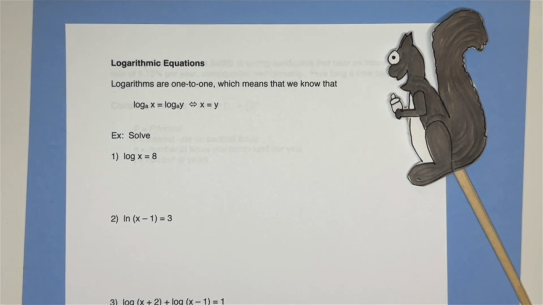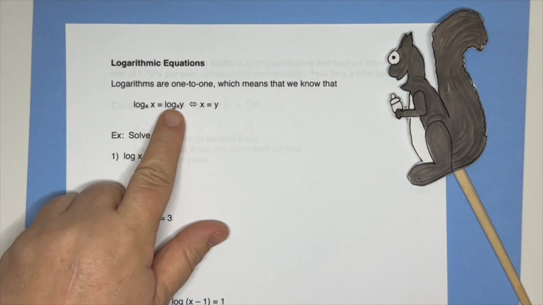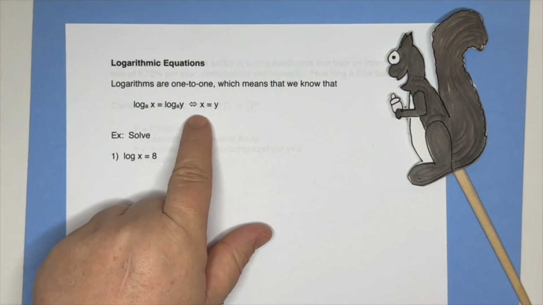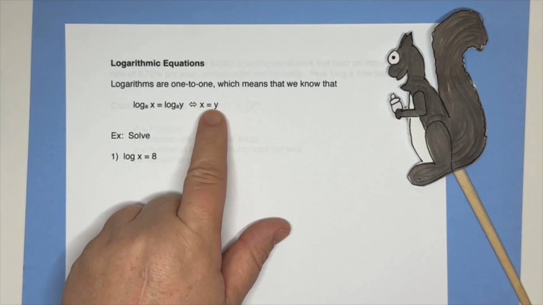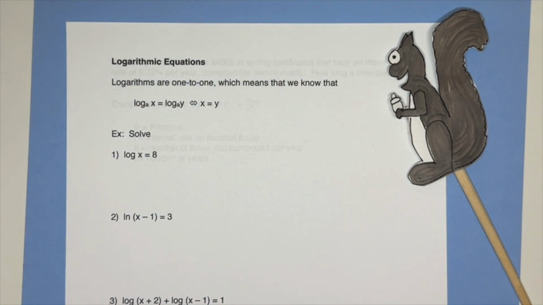The first thing I want to say about logarithmic equations is going to help you on your homework: logarithms are also one-to-one, just like exponential functions. That means if the logarithms are equal, so log base a of x equals log base a of y, then x equals y, and vice versa. That's something you should know, and it might give you a hint on some of the problems in the homework. But we're going to get started on some other problems.